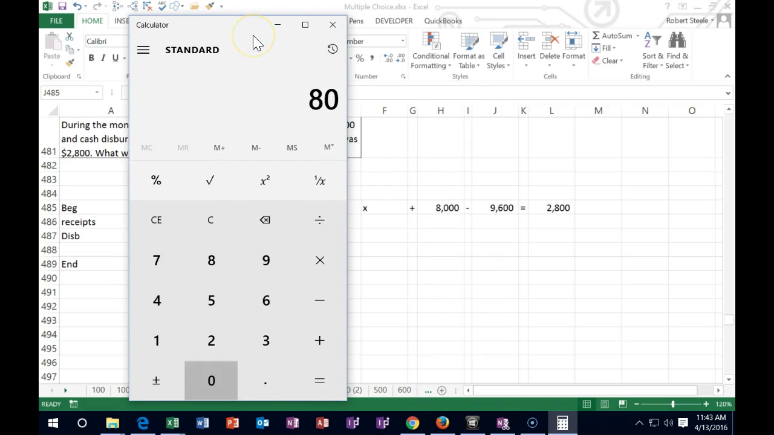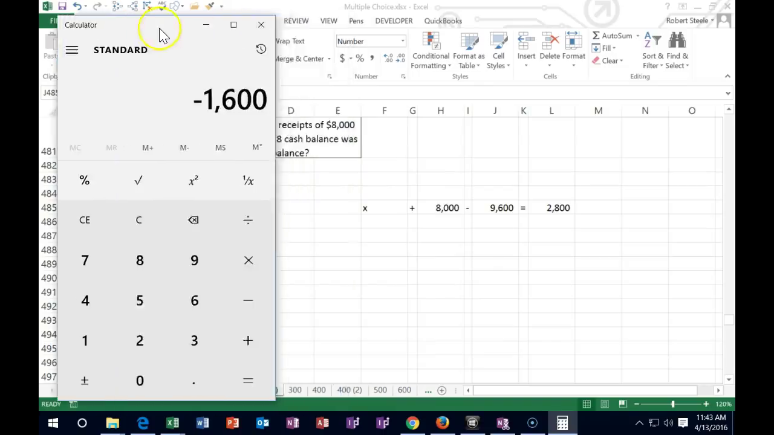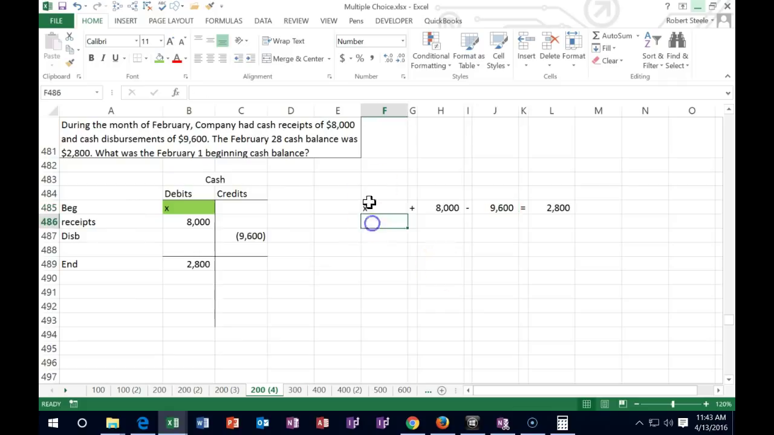We've got 8,000 minus 9,600, and that's going to be a negative 1,006. So we can write that a couple different ways. I could say X plus a negative 1,006, or we can say X minus 1,006. So I'm going to say X minus 1,006. Why? Because we said it's a positive 8,000 minus the 6,900, and that will give us that 1,006.